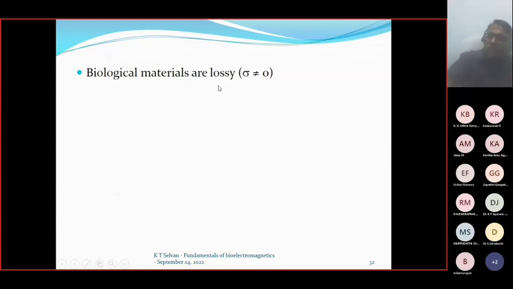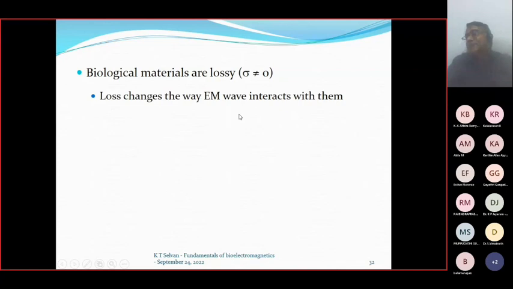Now, biological materials are lossy. What we have assumed till now is that the dielectrics are ideal dielectrics, which means there is no conductivity in them. But there is nothing like an ideal dielectric, because all dielectrics come with certain conductivity, just the way all practical conductors come with certain resistivity. So biological materials are lossy, which means their conductivity, remember this notation, sigma, is not zero. And loss changes the way EM wave interacts with them.